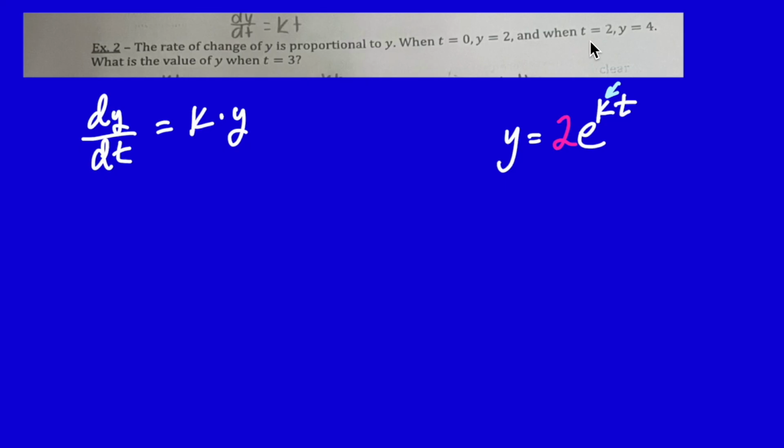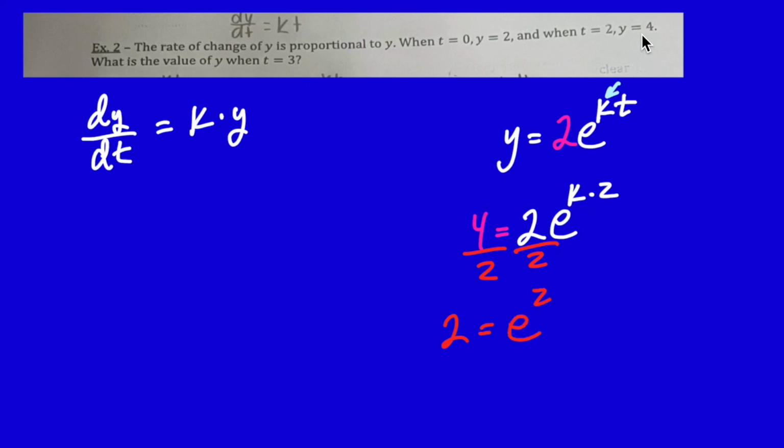Now we're going to find the k. To find the k, we're going to use this second condition. So we're going to plug in y equals 4. Here's our 2, that's our c. e to the k, we don't know what that is, and t equals 2. So we're going to solve for k. To do that, we're going to divide both sides by 2. We're going to have 2 equals e to the 2k.